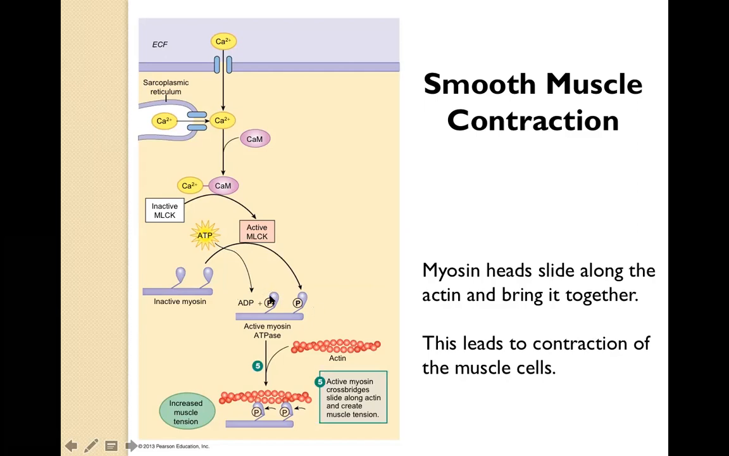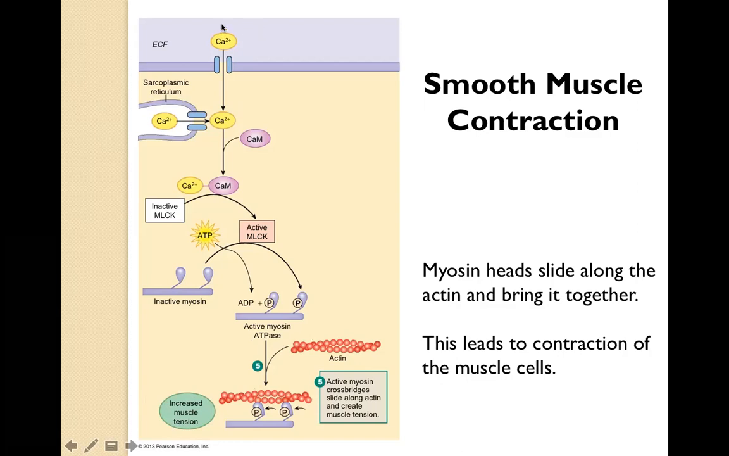Now, that phosphate, when it's added to the head of myosin, allows the myosin heads to bind strongly with actin. And when it binds strongly with actin, this head will swivel forward and pull the actin filaments together. And what you end up with is increased muscle tension and shortening of the muscle cell. So you get contraction. That's the process of muscle contraction.